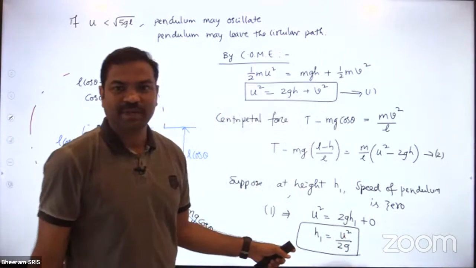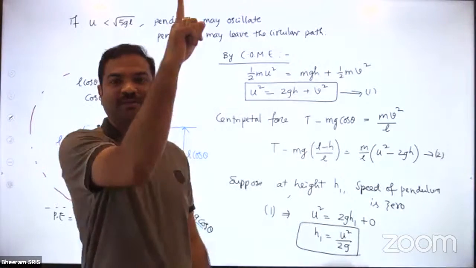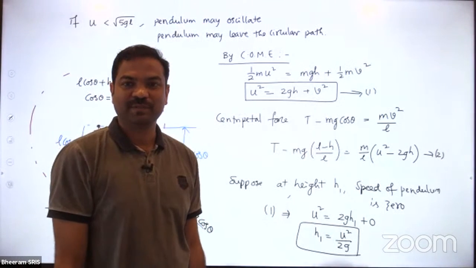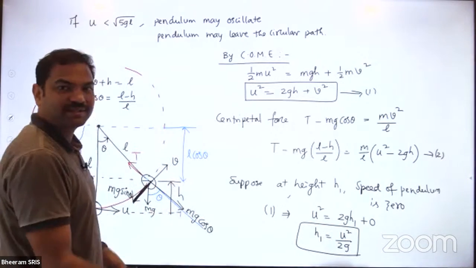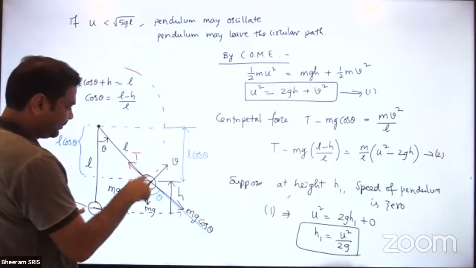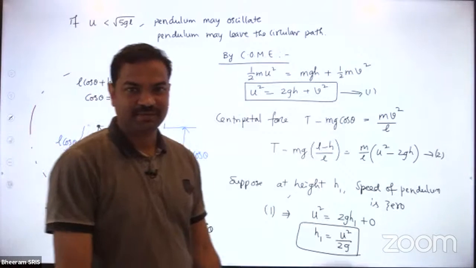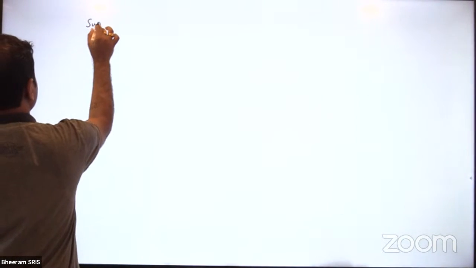So it's something like in kinematics. If you project with velocity u, then at what height will the velocity be 0, the maximum height, which is u square by 2g. The only difference is that here it will not go vertically, it will go in a circular path. Similarly, I'm supposing one more thing.